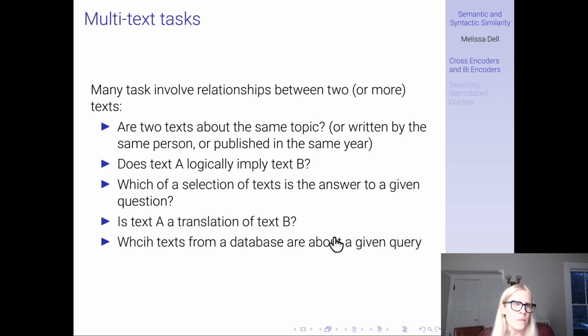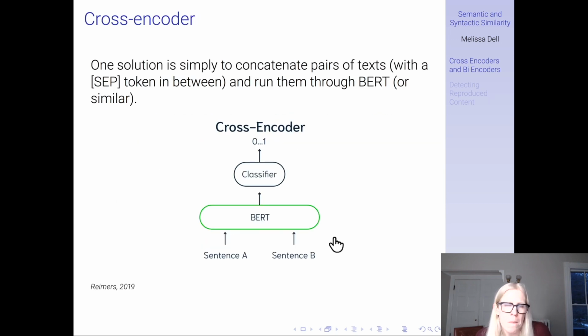All right, so this is the start of applications, and we're going to start with text applications. Many tasks that you might want to do with text involve relationships between two or more texts. You might say, are two texts about the same topic or written by the same person? Does text A logically imply text B? That's a task called entailment. Which of a selection of texts is the answer to a question? Is text A a translation of text B? Which texts from a database are about a given query, etc.?